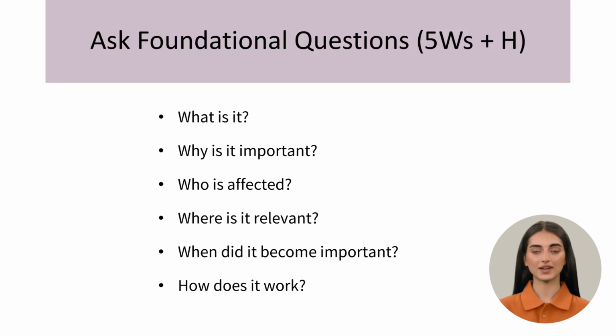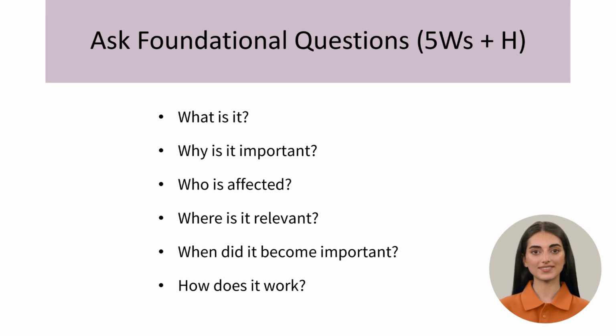A great way to guide brainstorming with ChatGPT is by using the 5 W's and 1 H framework: who, what, when, where, why, and how. Start with what is it? Define the topic clearly to establish a solid foundation. Next, why is it important? Understanding the significance helps prioritize key aspects and goals.